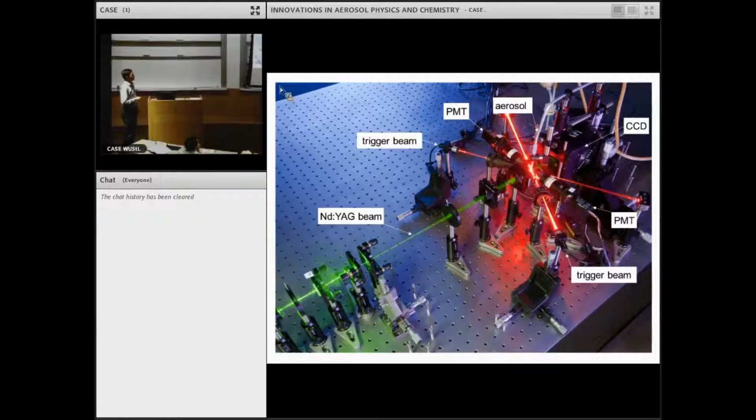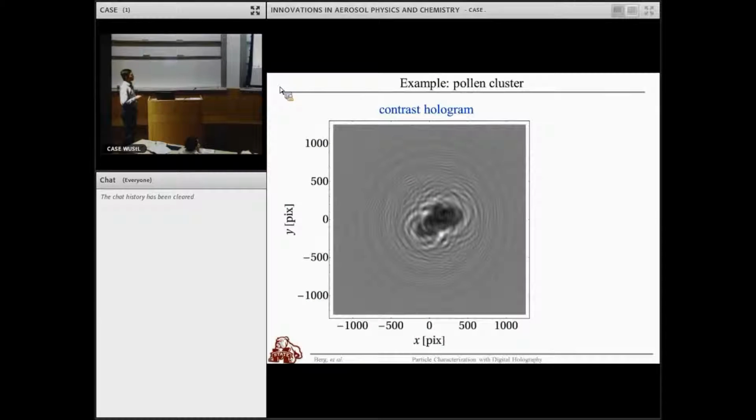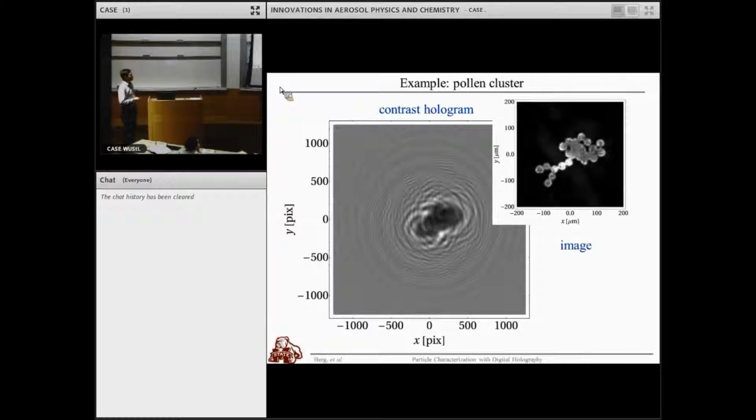Okay, so anyways, there's that contrast hologram I showed you. Now, I told you if I apply the Fresnel-Kirchhoff diffraction integral to this, you can get an image of the particle. So doing that, we get the following. And you can see that, okay, well, I don't know what the particle is here, but if I do the diffraction integral and reconstruct an image from the hologram, it's obviously a cluster of spherical particles.